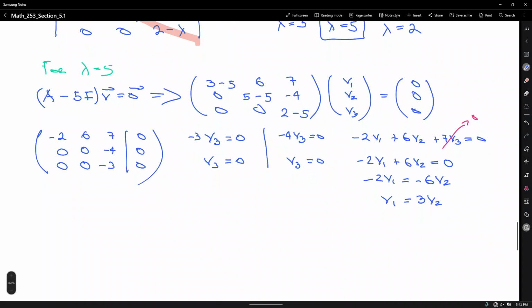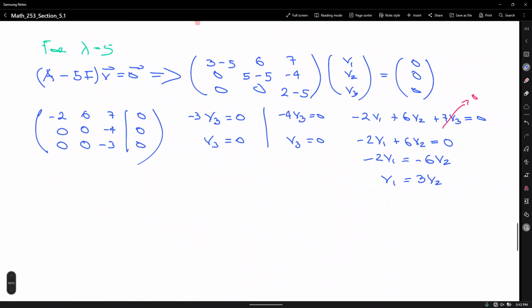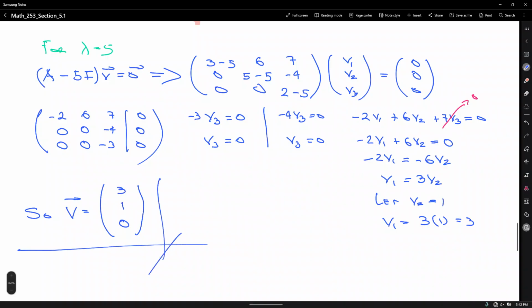Now let me rewrite the eigenvector, what we have so far. The third component is already 0, isn't it? We just need to figure out the other two. How? With this equation here, in which we will let v2 equal 1. That means v1 equals 3 times 1, which is 3. So 3, 1, 0. That's the corresponding eigenvector for the eigenvalue equal to 5.